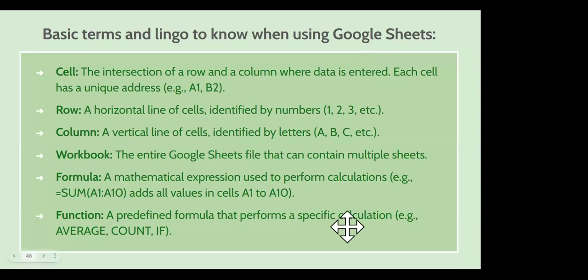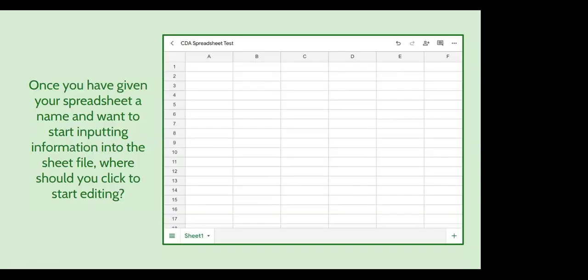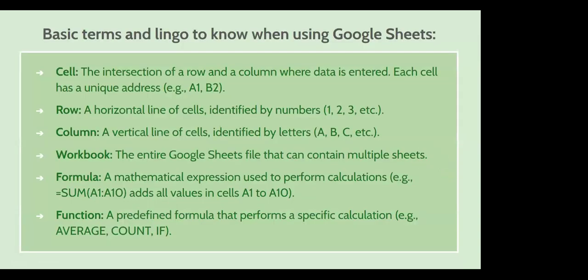What is a workbook? The workbook is essentially the entire Google Sheets file that can contain multiple sheets. So I'm going back to this again. This is my workbook, right? However, in a workbook, you can have multiple sheets, and these would be called tabs. So if I were to create sheet 2, that would be a second tab, but it's all part of one workbook because I have them all there. And you can have multiple tabs in one workbook.